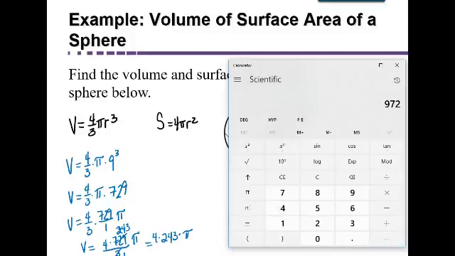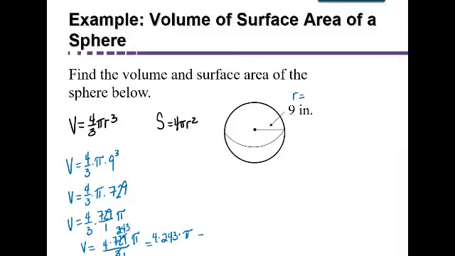And we get 972 pi. Okay, and then what are the units? Well, it's volume we were finding, so it's always going to be cubic units, in this case cubic inches. Now this is the exact value of the volume. Again, if I wanted an approximation, I would ask you to put 3.14 in for pi.